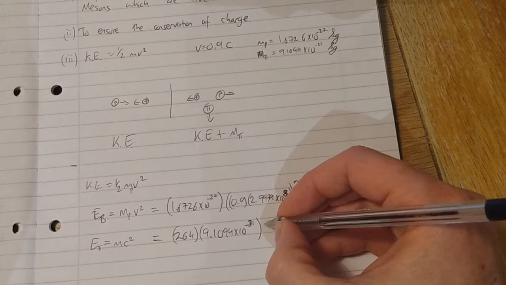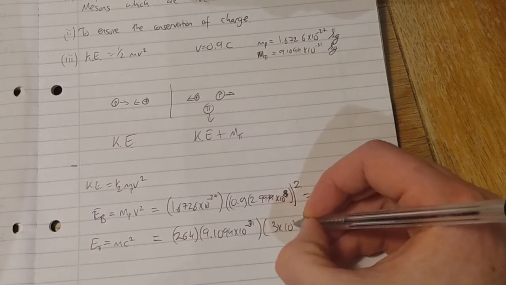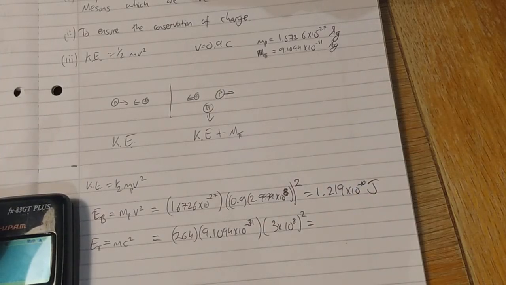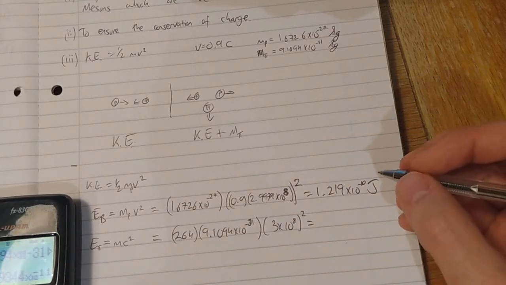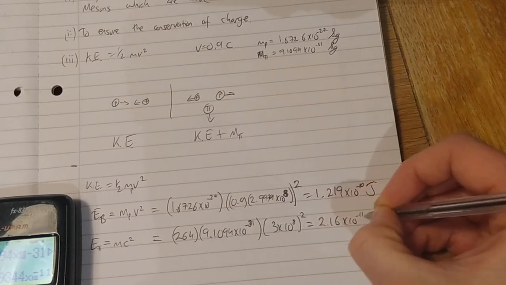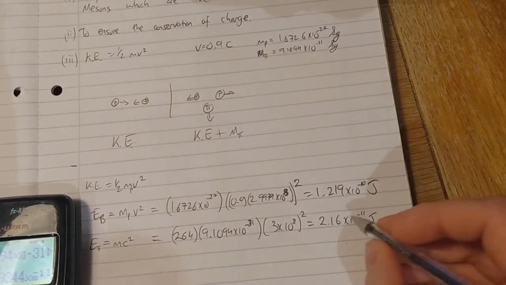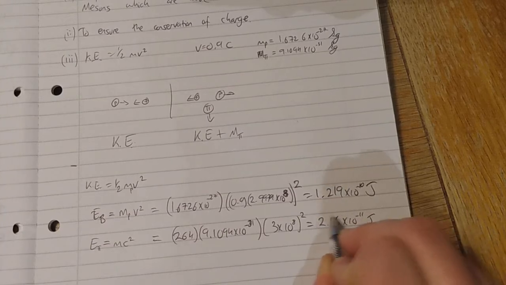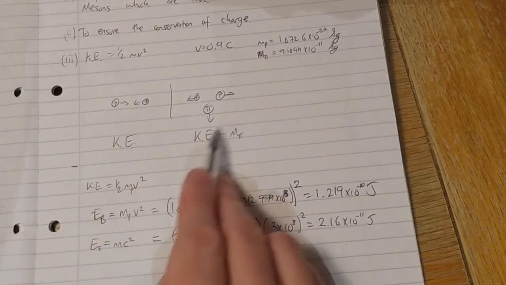E equals mc squared. So I'm just going back to 3 by 10 to the 8. I'm more comfortable with that. Okay, so we go 264 by 9.1094 by 10 to the negative 31 times 3 by 10 to the 8 squared. And we get 2.16 by 10 to the negative 11 joules. So that's the energy that is equivalent to 1 pion. So this is the energy that got removed in our collision to make the pion.